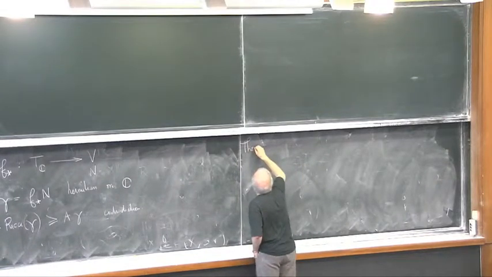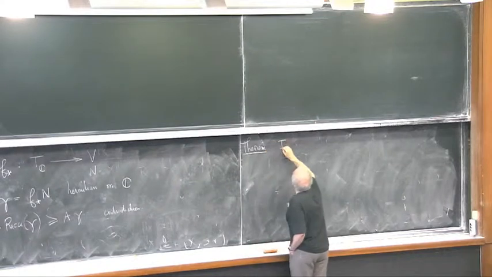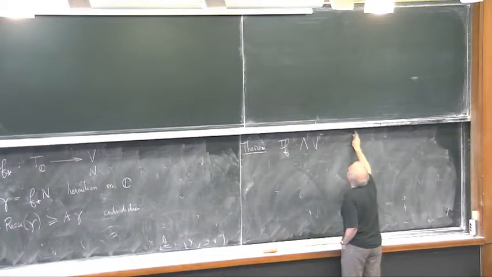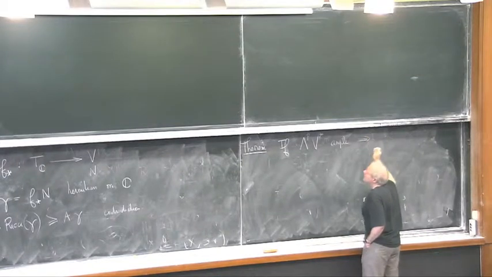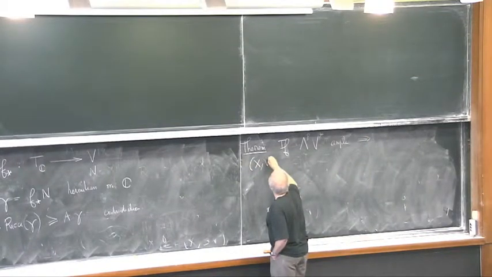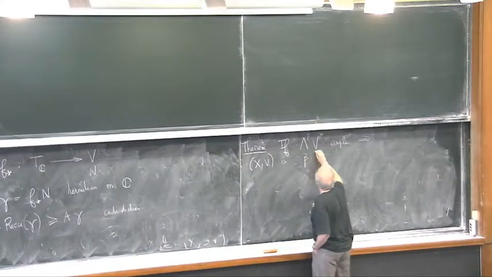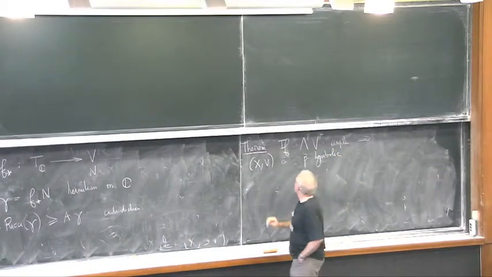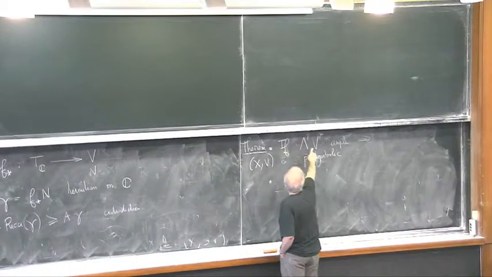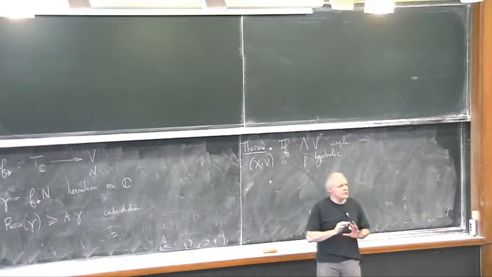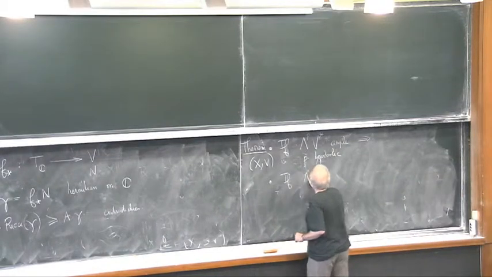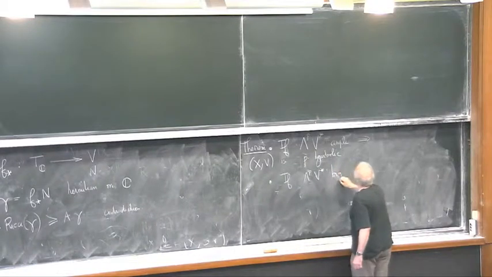So the variants. So if Lambda^p V* is ample as a vector bundle, then X, V is p-hyperbolic. And you can even weaken this a little bit. So instead of being ample, you just assume that it's big.